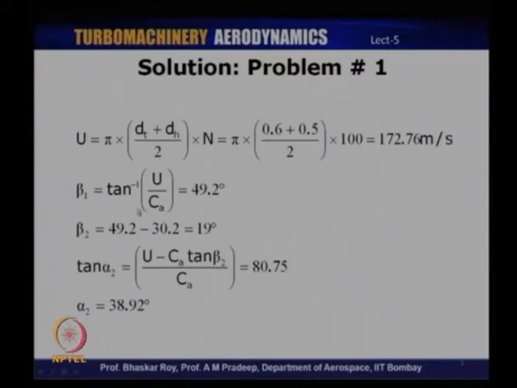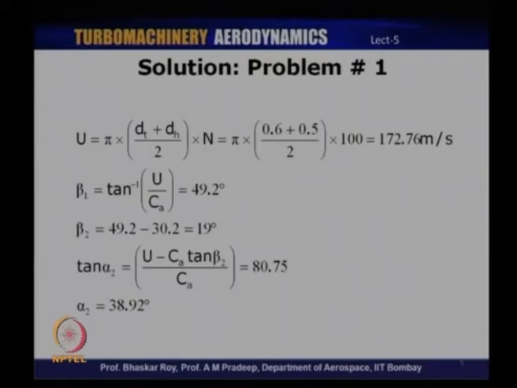So, since C 1 or C A is also given to us, we can easily find out the blade angle at inlet beta 1, which is tan inverse U by C A, and that will come out to be 49.2 degrees. Now, it is given in the question that the flow is turned by 30.2 degrees as it passes through the rotor, which means that at the exit beta 2 would be equal to 49.2 minus 30.2, because the flow is turned by 30.2 degrees, and therefore, at the exit the blade angle will be 49.2 minus 30.2, which is 19 degrees.